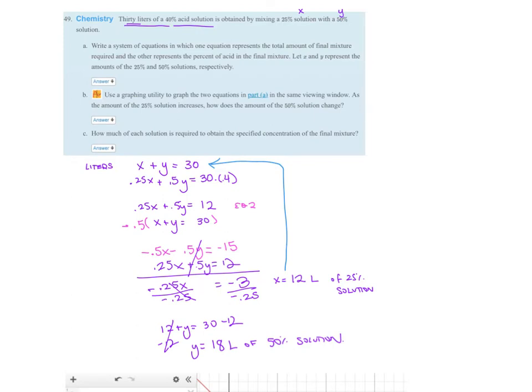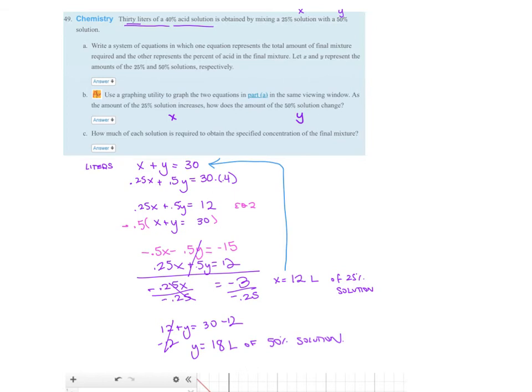Now part B of this, so we did A and C already, right? We found how much of each solution is required to obtain the specified concentration of the final mixture, and so we found that here. Now we're going to use the graphing utility to graph the two equations in the same viewing window, and then we're going to answer the question. As the amount of the 25% solution increases, remember that's our x, how does the amount of the 50% solution change, which is our y?